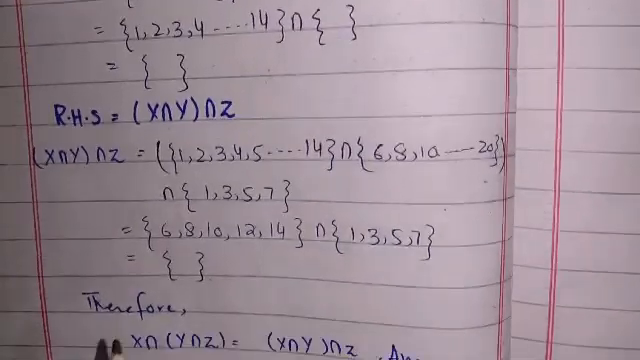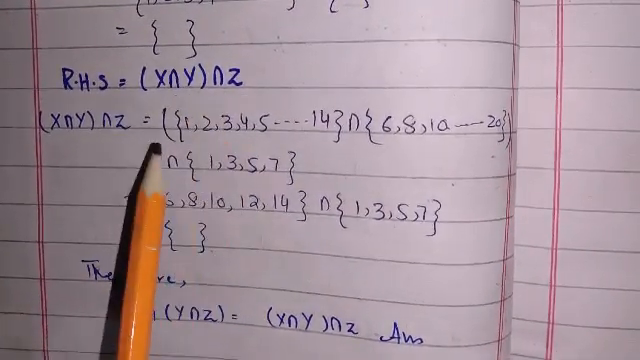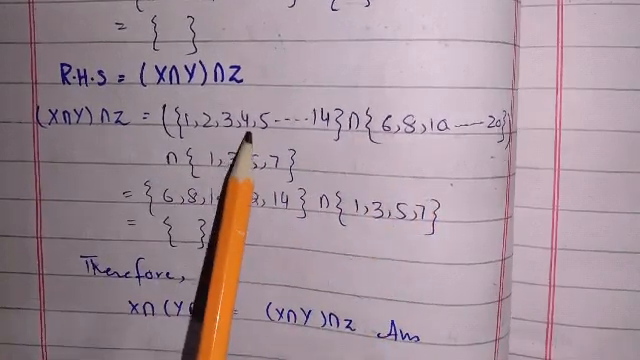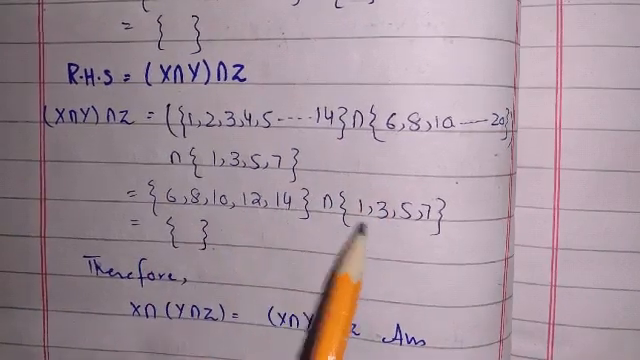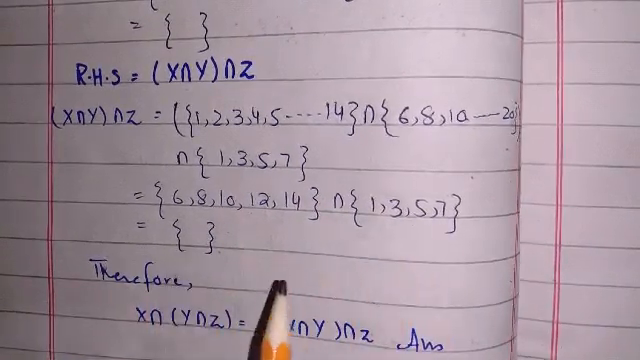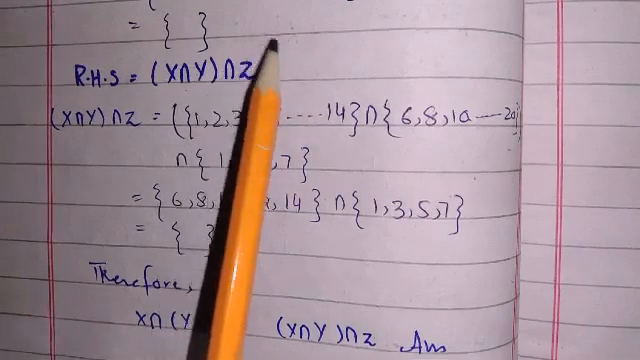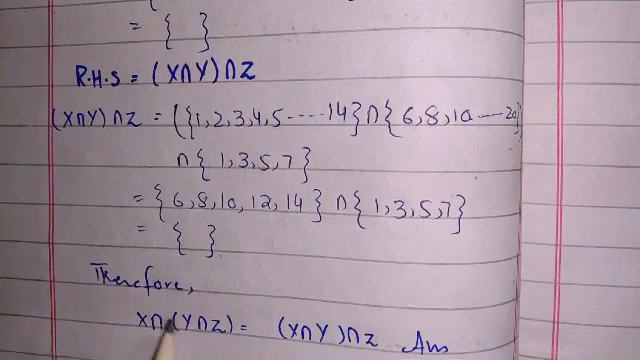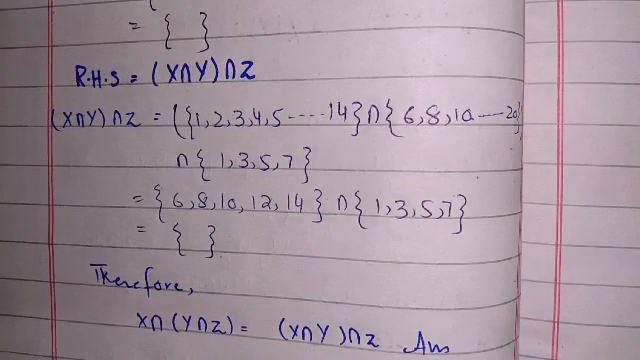Now students, moving towards our right hand side, which is equal to (x intersection y) intersection z, we will write first the x set and y set within brackets, then intersection, then our z set. As you can see, in both sets we have common elements 6, 8, 10, 12, 14. Intersection with our z set, which is 1, 3, 5, 7. As you can see, there is no common element in both sets, so we will write the empty set. The answer of our left hand side is empty and the right hand side is also the empty set, so we will write therefore x intersection (y intersection z) is equal to (x intersection y) intersection z, which is our answer.